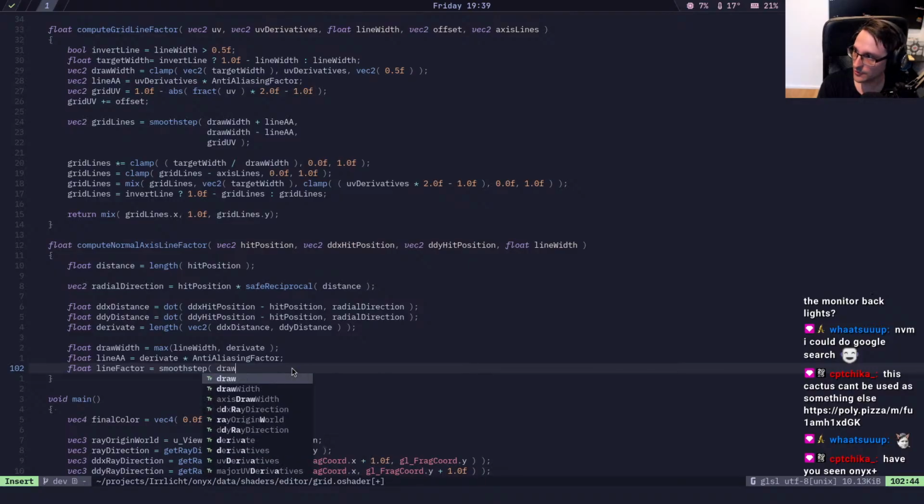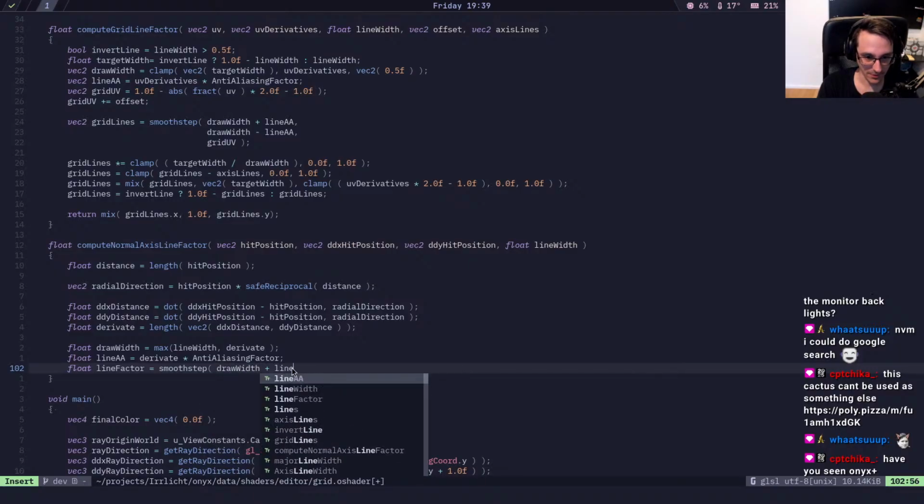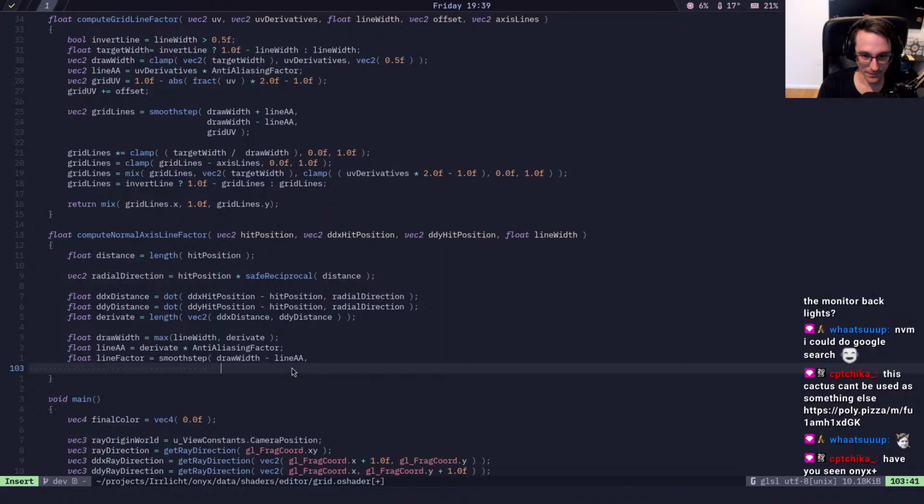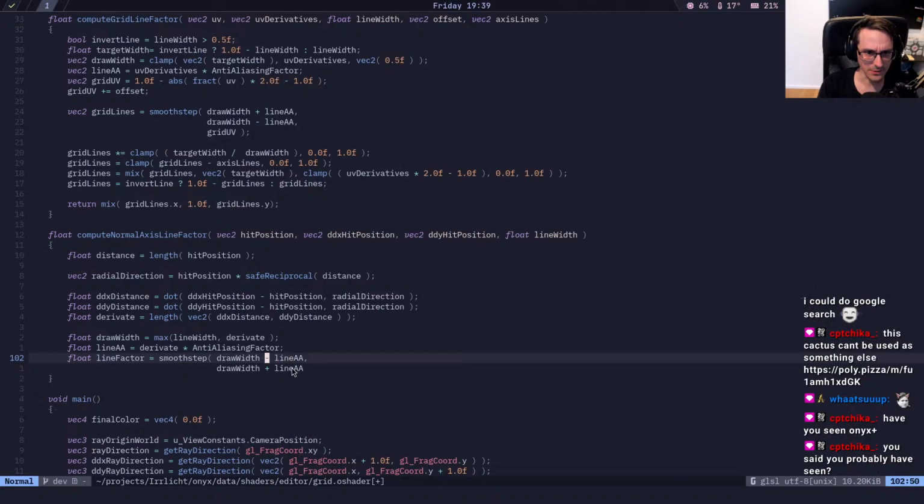And that is our draw width. And that's very similar to what we already have everywhere, like minus line AA, sorry. And then draw width plus line AA. Oh no, sorry, it's plus minus, right? Yeah, it's up there. Plus minus.